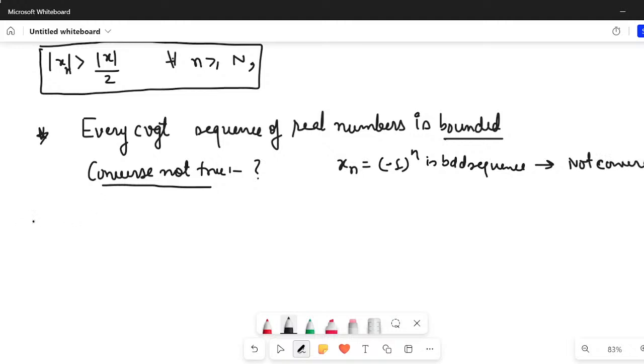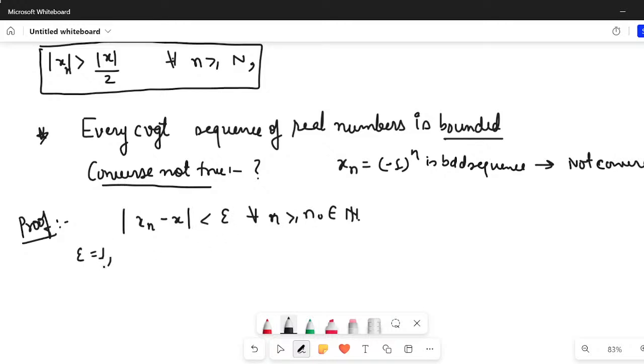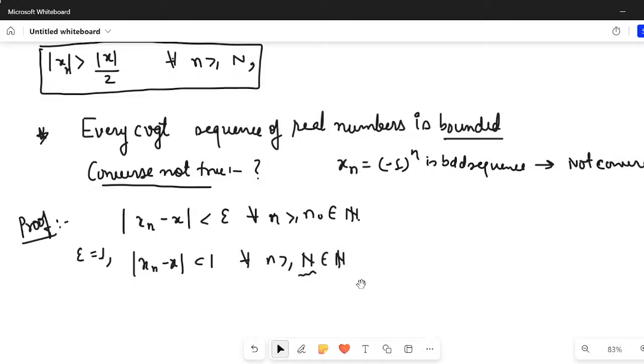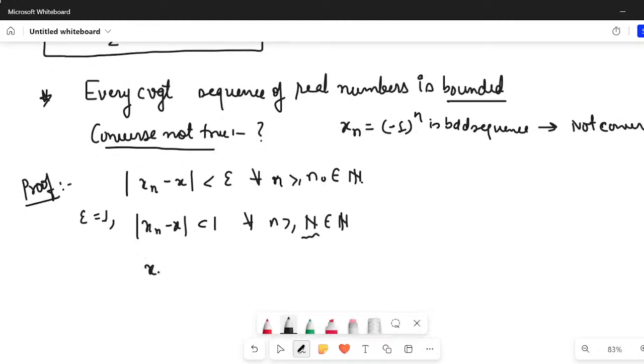And how do you prove this? Just a little: n greater than or equal to n naught, belonging to the naturals. If I'm saying that my sequence x_n is convergent, then |x_n - x| can be made less than epsilon for all n greater than or equal to n naught. Let us say epsilon equals 1. So |x_n - x| can also be made less than 1 for all n greater than or equal to, let me change the notation and write it as capital N. Let us say this is the number. What does it imply? It implies that x_n can be made, and now let us estimate.